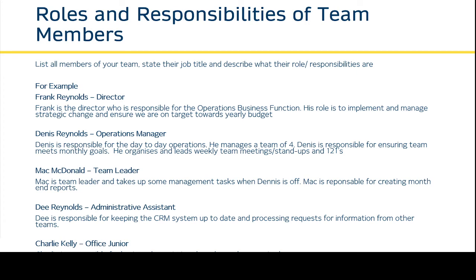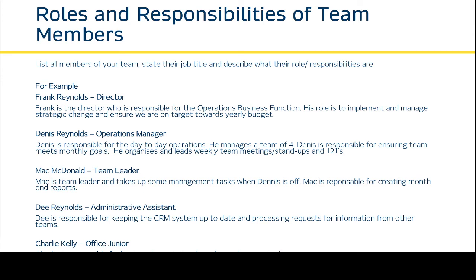If you're doing it as part of a holistic statement, then when you're talking about people, explain what their role is and what their responsibility is. And we've got a wee example there. No bonus points for guessing what show this is referencing, but as a wee example, we've got Frank Reynolds. He's the director responsible for the operations business function. His role is to implement strategic change and ensure we're on target towards the budget.